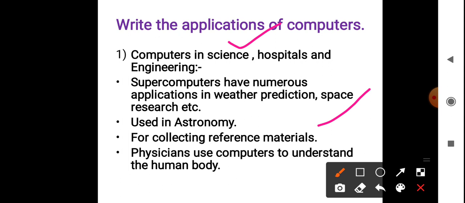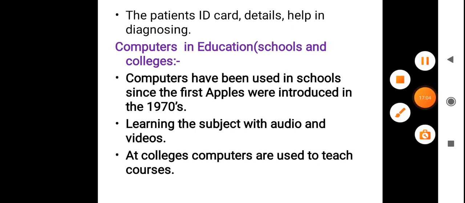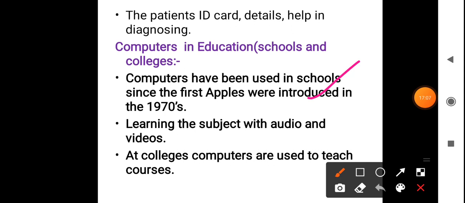This is how it is used in hospitals. So the next application is computers in education, like schools and colleges, and how they are going to use them. Computers have been used in schools and colleges since the 1970s. From that time, we have been using computers in schools and colleges.